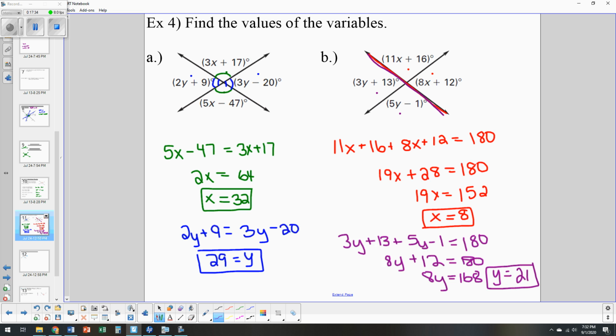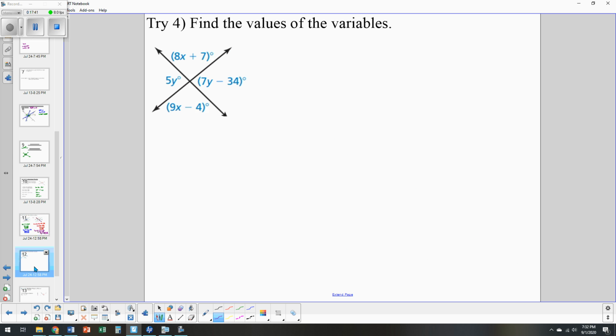So you can go ahead and try this one, figure out if you're looking at vertical angles or a linear pair. Pause it and I'm going to show the answer. So we were dealing with vertical angles in this picture, so we should have set them equal. X was 11, Y was 17.